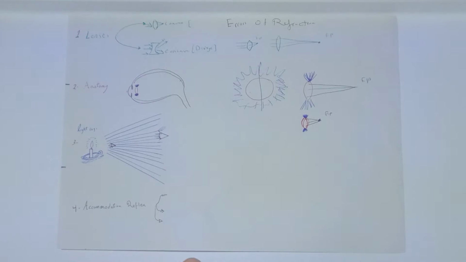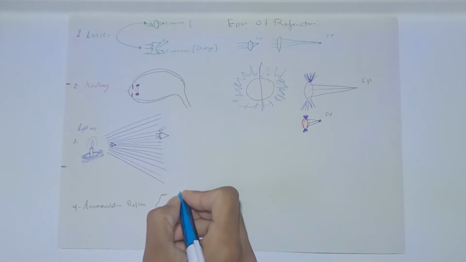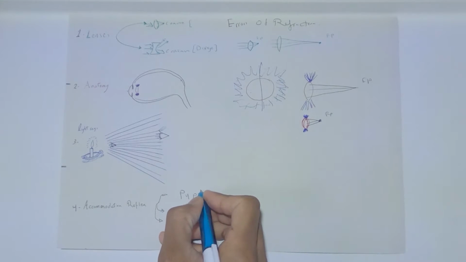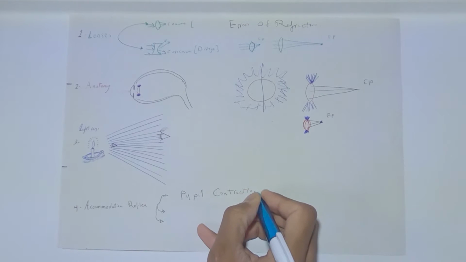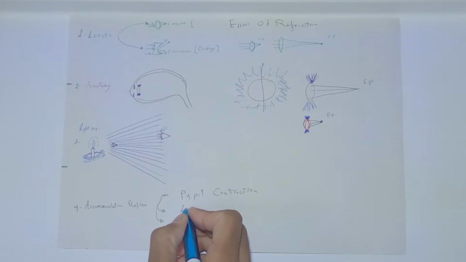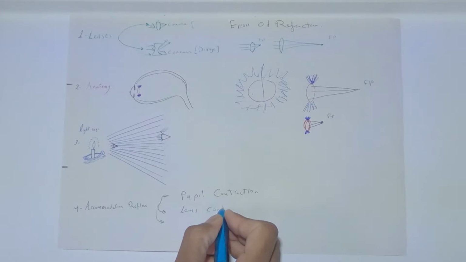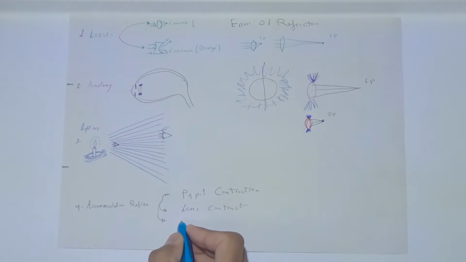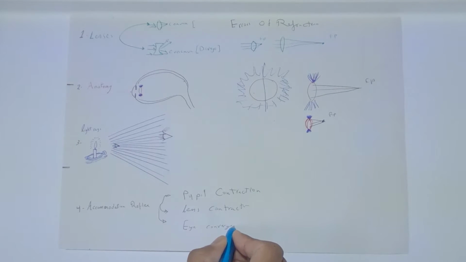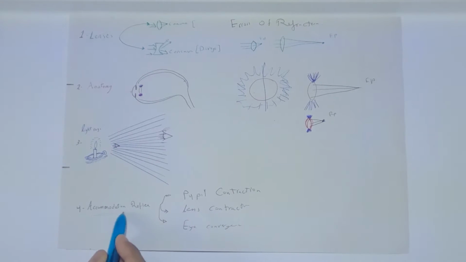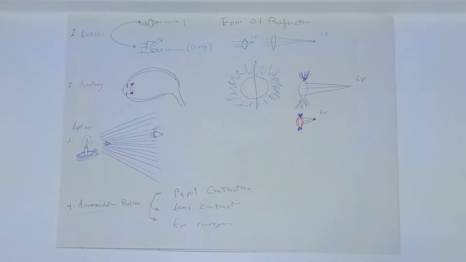The accommodation reflex has three components. First one is pupil contraction. Next thing is lens contraction. And last thing is eye convergence. What is the accommodation reflex, and why is it important in the errors of refraction?